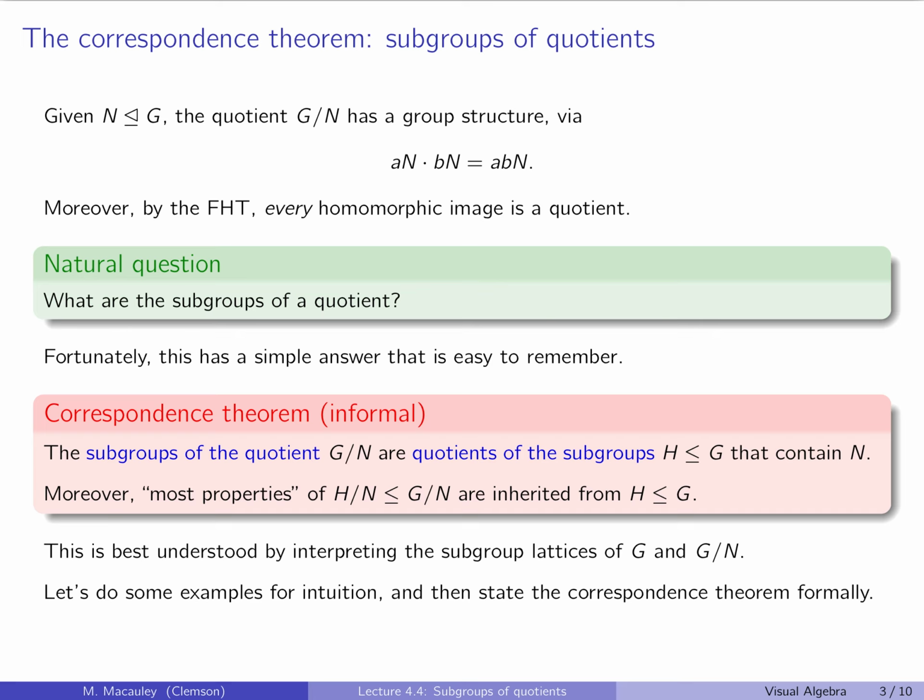But bear with me. By the end of this lecture, I think you will agree that the answer is not that complicated. And it is best understood by interpreting the subgroup lattices of G and G mod N. Let's do some examples for intuition, and then we will state and prove the correspondence theorem formally.